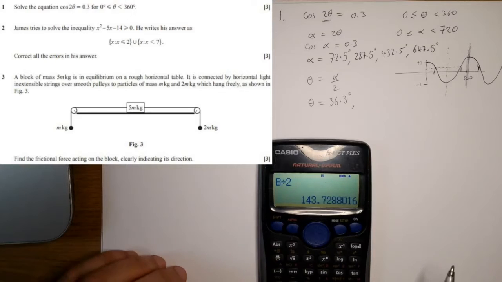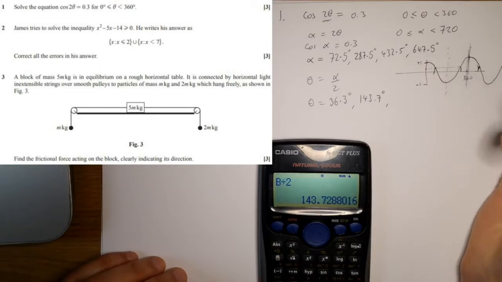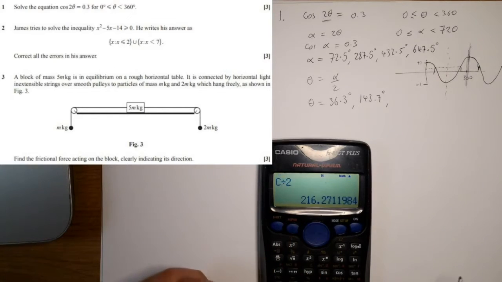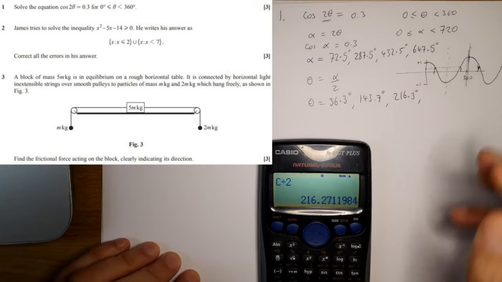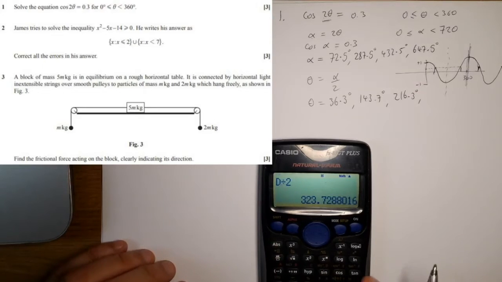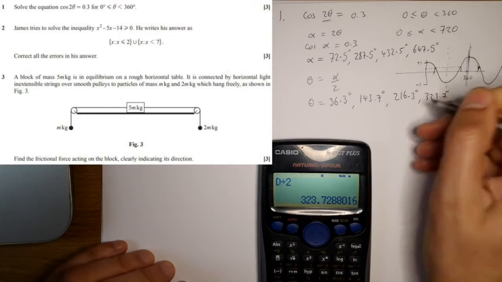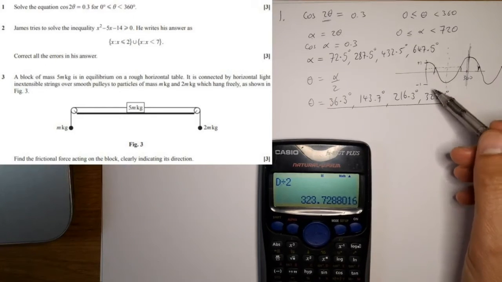B divided by 2 and then rounded to 1 decimal place there. Next one, C divided by 2 then rounded to 1 decimal place there. And the last one, alpha D divided by 2 to 1 decimal place, that one there. So there are the answers, and of course you can check them.